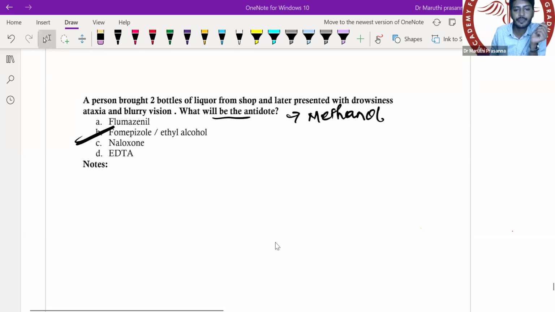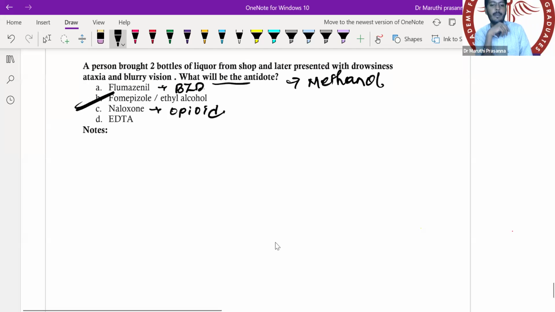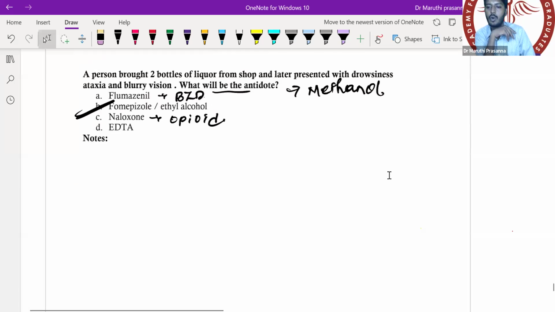Flumazenil, would you use it here? It is used for benzodiazepine overdose. Naloxone is used for what? Naloxone is used for opioid overdose. Very good. So that is your biochemistry rapid revision. Hopefully that was useful. I have discussed all the important parts of biochemistry which can be asked as an MCQ. Hope you understood everything.